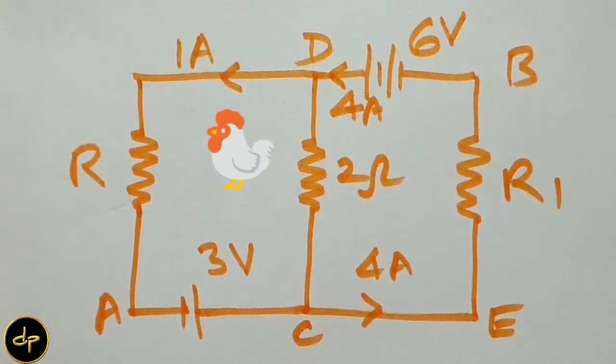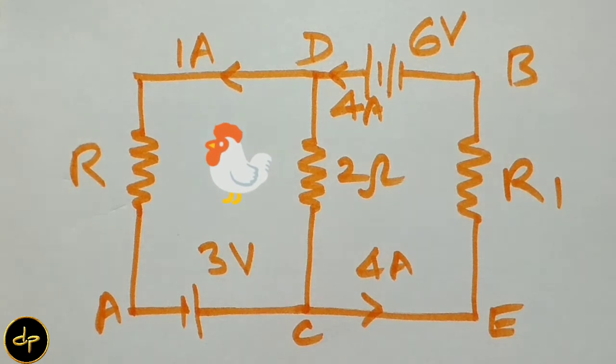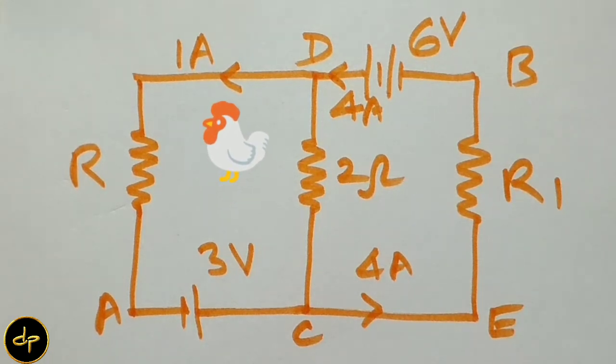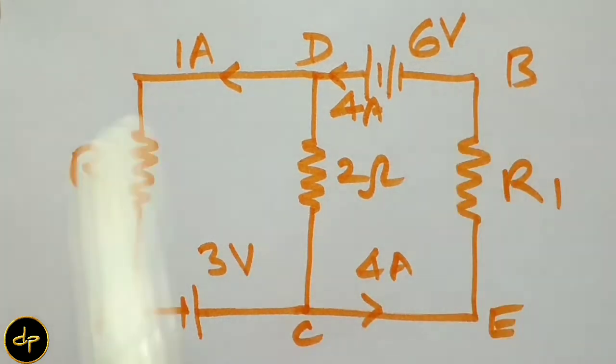This is another question which is asked in the board examination. It is asked as: in the given circuit, assuming point A to be at 0 potential, use Kirchhoff's rule to determine the potential at B. So in this circuit, assuming this point at 0 potential, we have to find the potential at B.